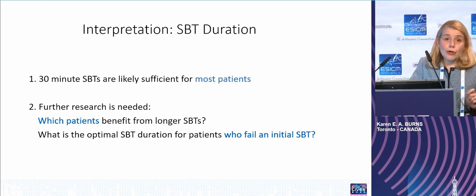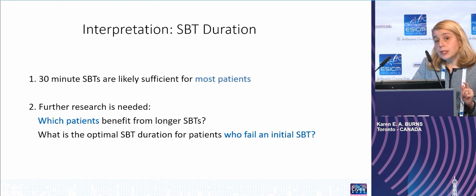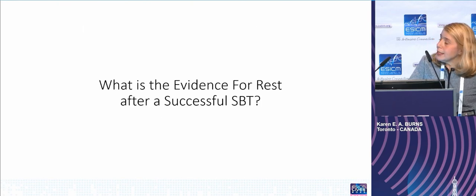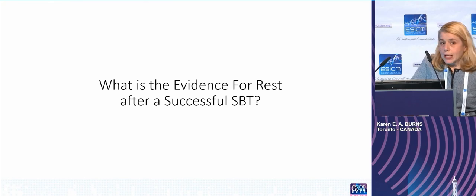And we really don't know, as Dr. Demule highlighted already, what is the optimal SBT duration in patients who fail an initial SBT. Are they a different cohort? So this is a cohort that needs to be studied. And finally, what is the evidence for rest after a successful SBT?